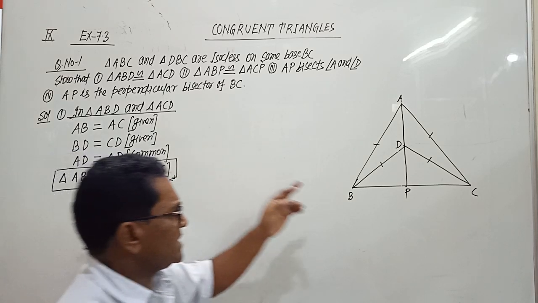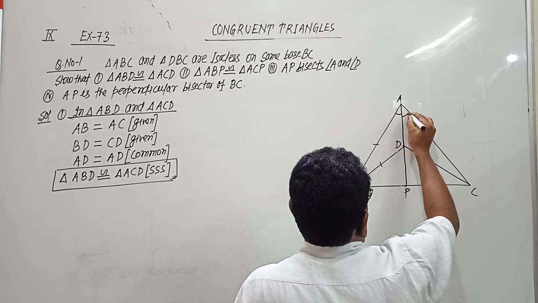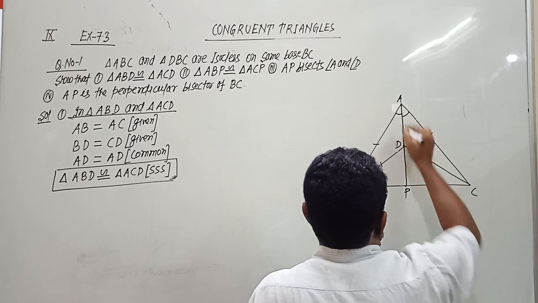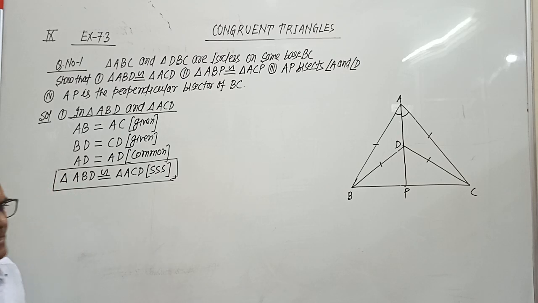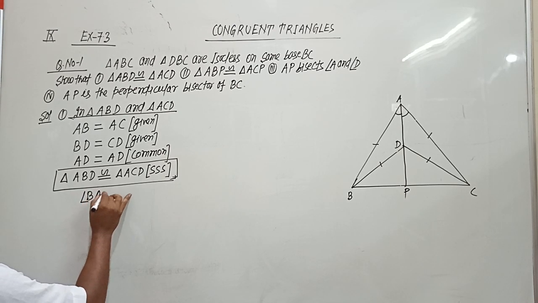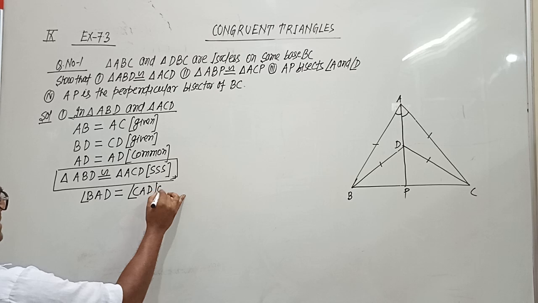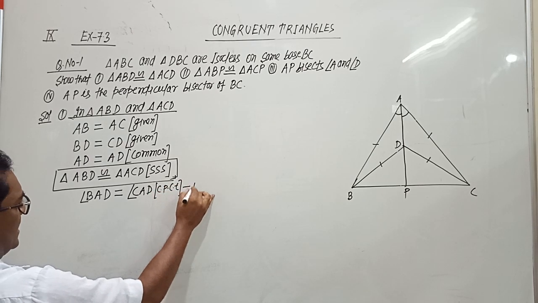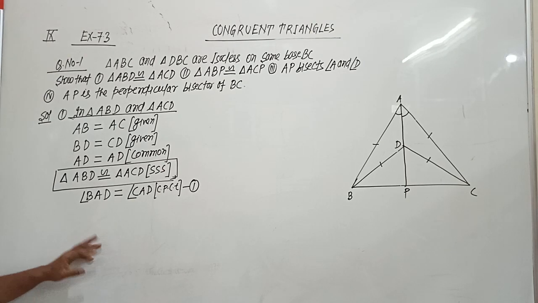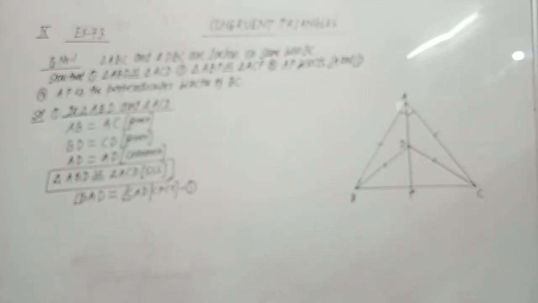And if triangle ABD is congruent to triangle ACD, it means angle BAD must equal angle CAD by CPCT. Let us name it the first equation: angle BAD equals angle CAD by CPCT.